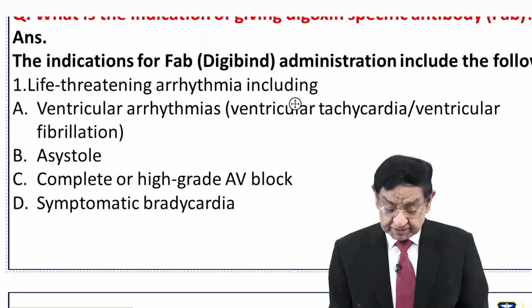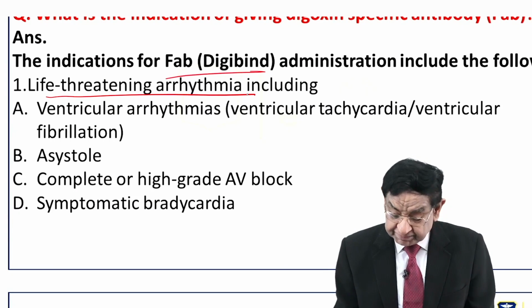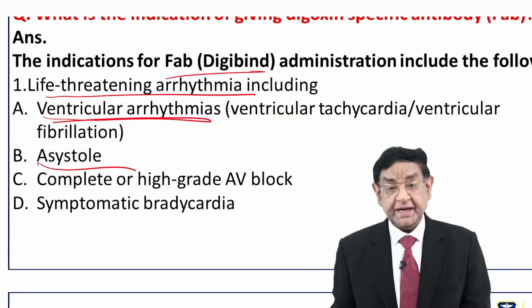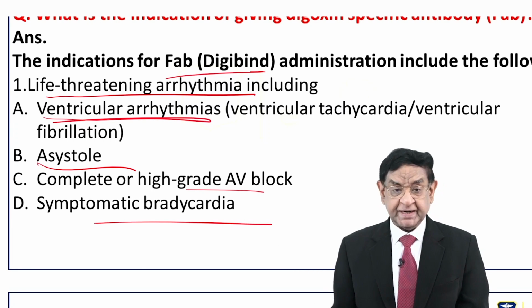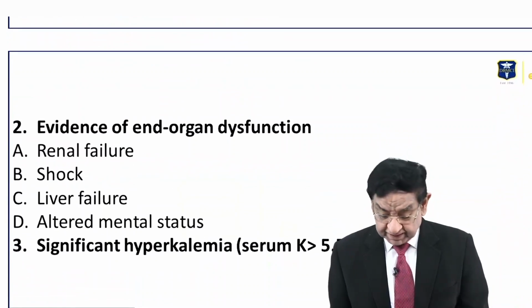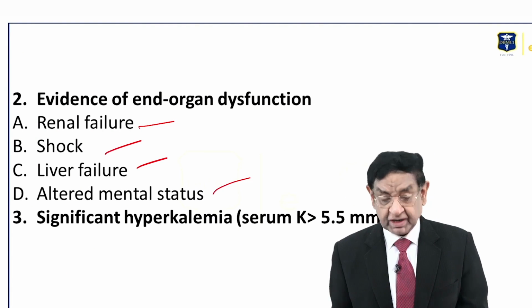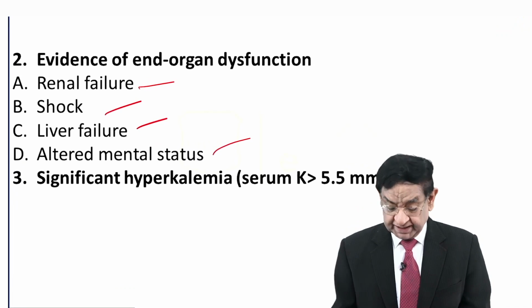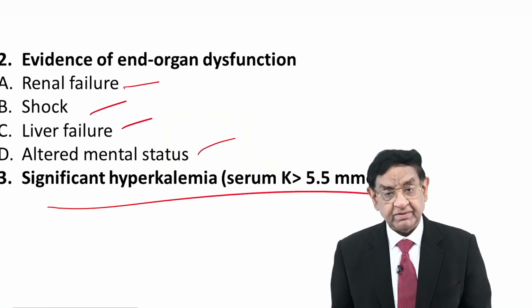Well, we give FAB, DigiBind. Indications for administration include life-threatening arrhythmias, which may include ventricular arrhythmias, ventricular fibrillation, tachycardia, asystole, complete or high-grade AV block, and symptomatic bradycardia. By and large, for any dangerous type of arrhythmia we have to give FAB, and also for evidence of end organ dysfunction: renal failure, septic shock, liver failure, or altered mental status. In all these states, again, we give it for digoxin toxicity. Finally, if the potassium level is more than 5.5, then again we can give this DigiBind.